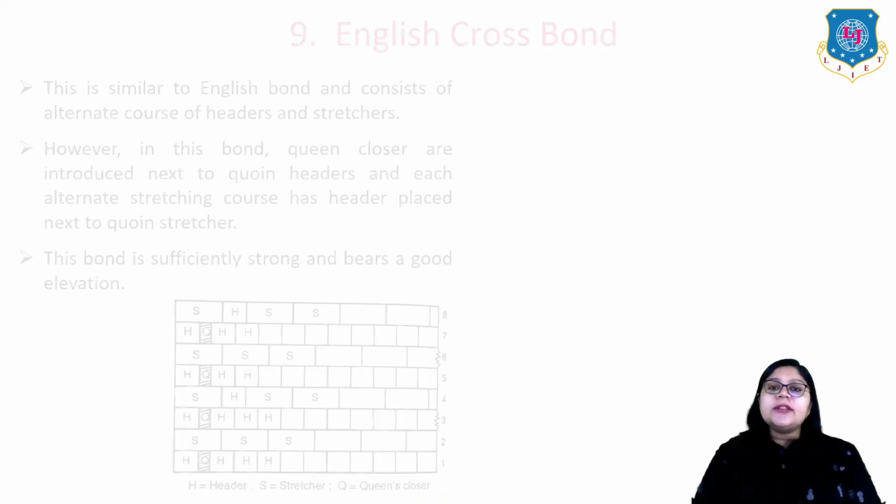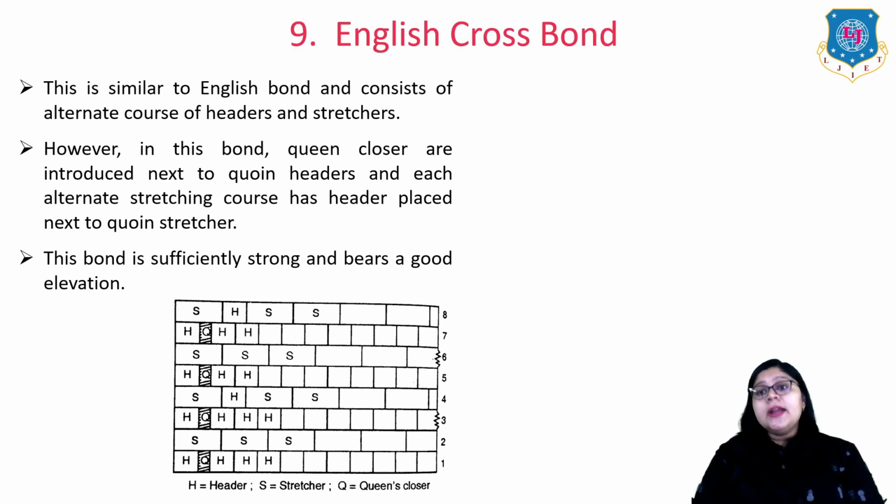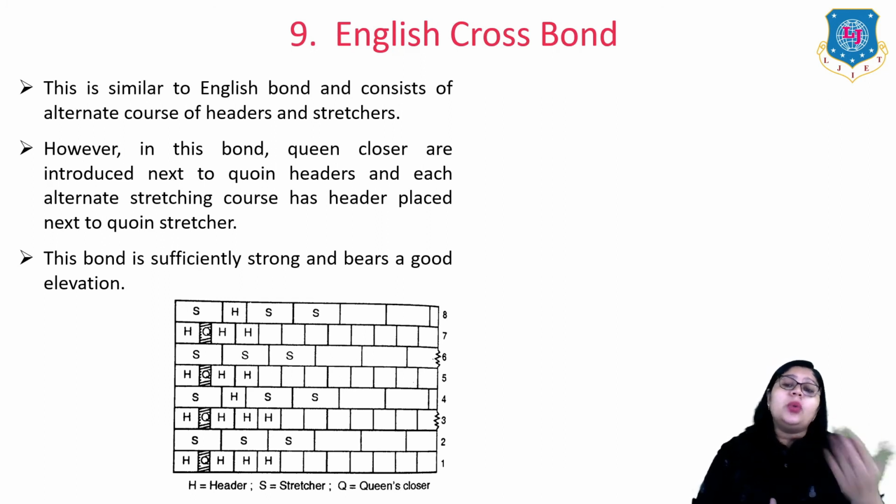Now the ninth one is English cross bond. This is similar to English bond and consists of alternate courses of header and stretcher. However, in this method, queen closers are introduced next to the quoin headers and each alternate stretching course has a header placed next to the quoin stretcher, as shown in this figure. This bond is sufficiently strong and gives a good elevation.